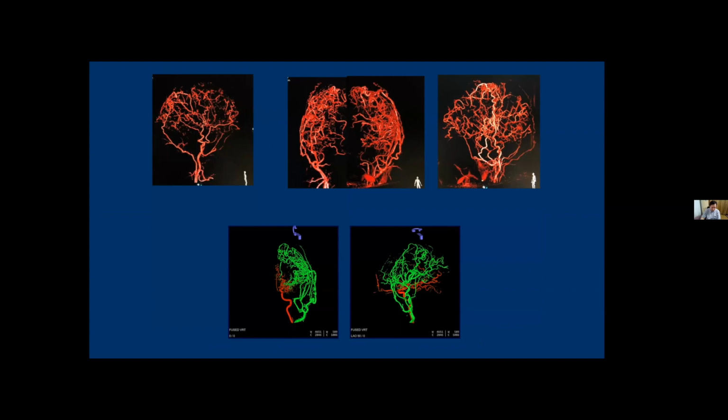So this is after the revascularization of the whole hemisphere. We can see almost all the hemisphere, almost all the brain was fed by the ECA branches. The three layers, middle meningeal artery, STA, and deep temporal artery, were all feeding the hemisphere.